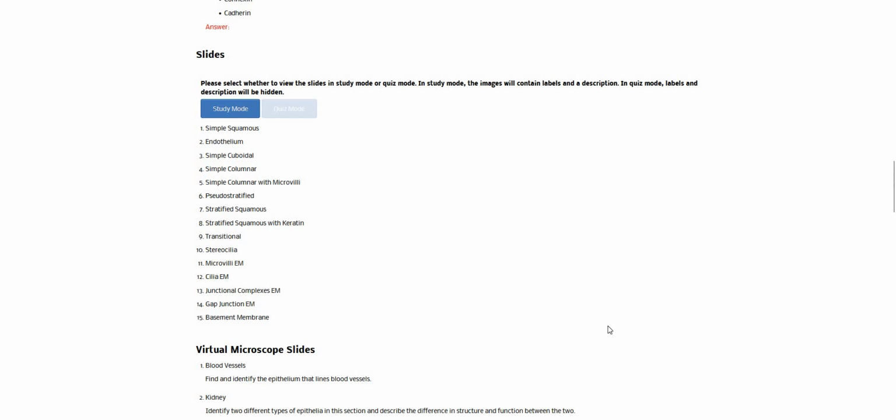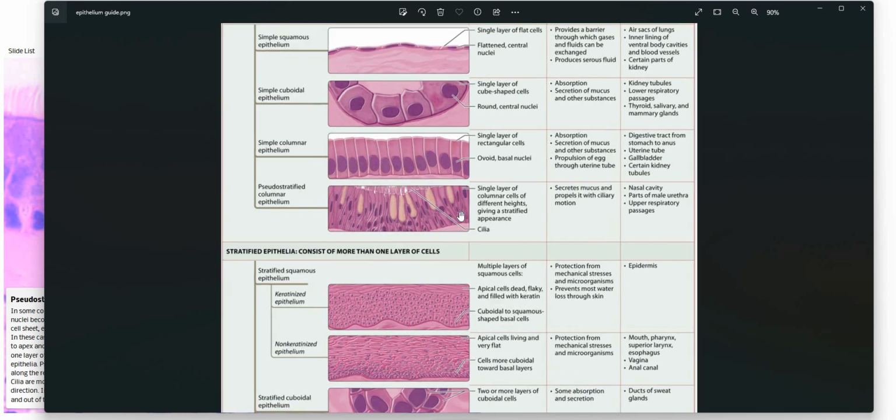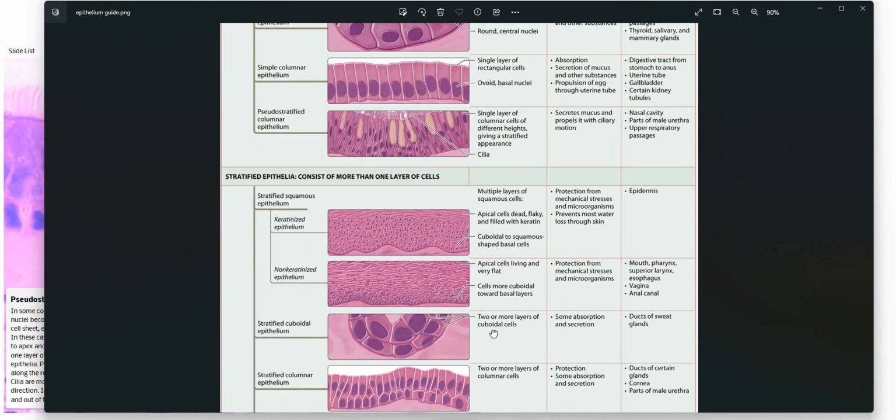So a lot of times us instructors like to ask about pseudostratified ciliated columnar epithelium. So just keep an eye on this tissue. Make sure you look at our slides available in the modules because this tends to come up a lot on lab exams. So that is all simple.